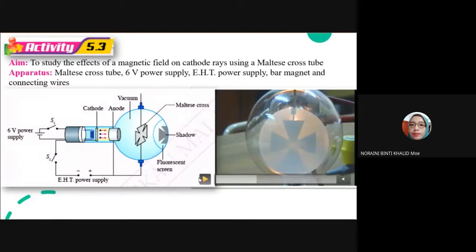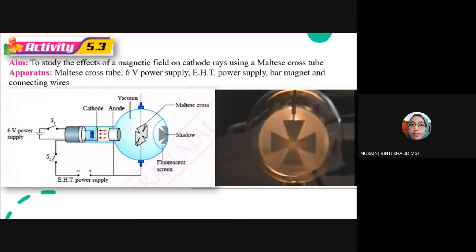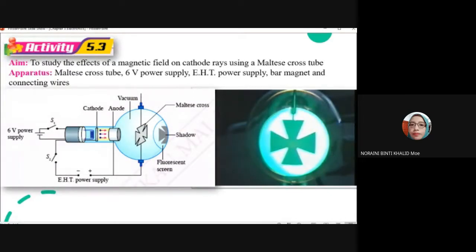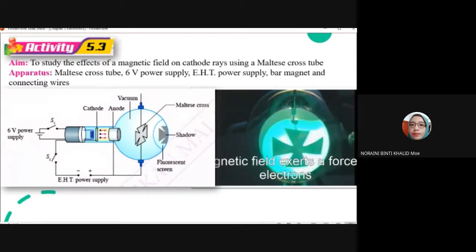Now, what happens if the EHT is on? Meaning there is a potential difference between cathode and anode. What happens? The shadow will become darker and you can see a green color produced around the shadow. The green color is caused by the fluorescent effect. When cathode rays hit the screen, they produce light, a fluorescent effect.